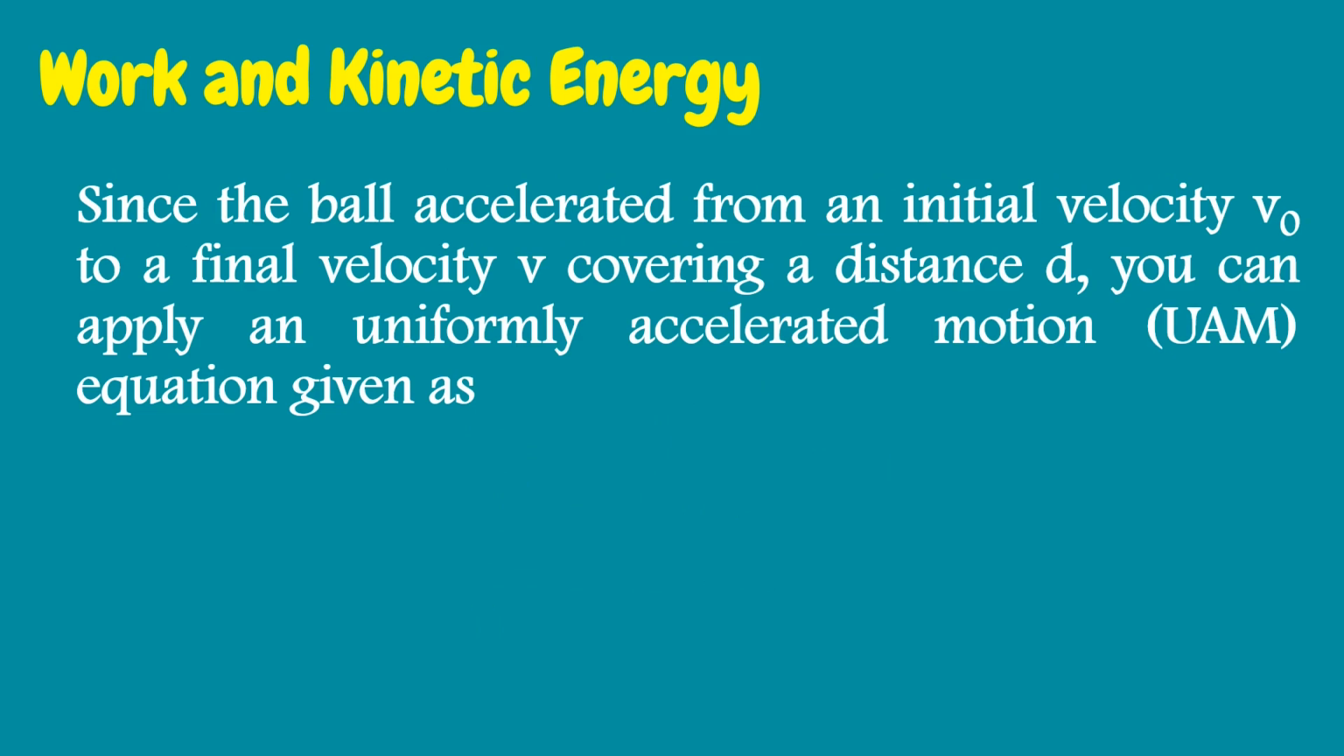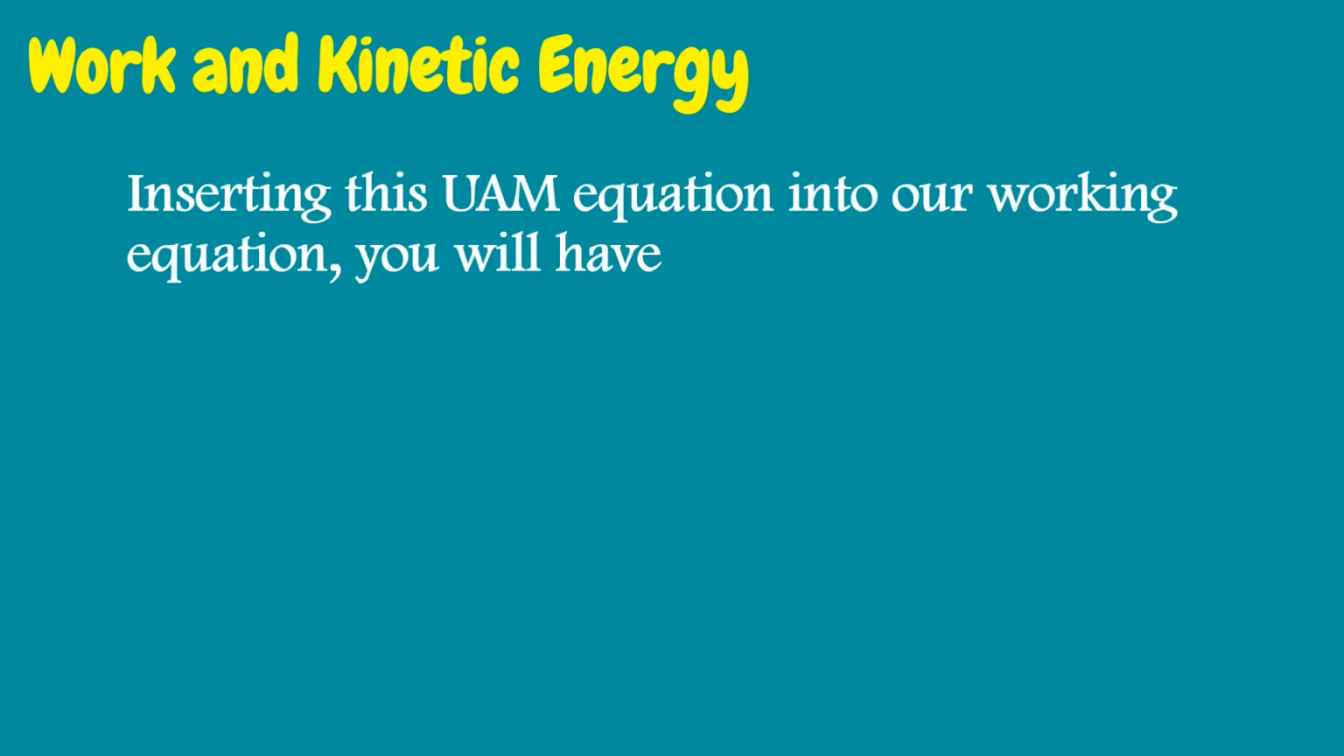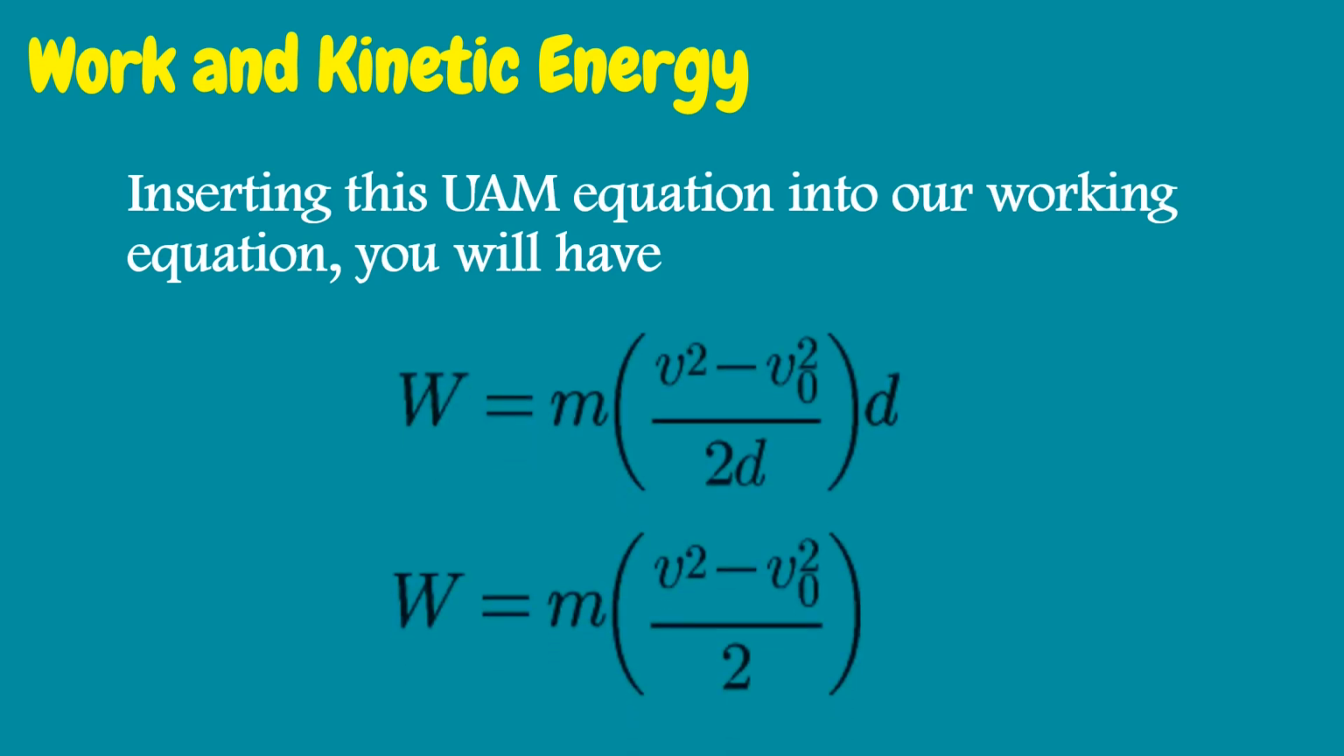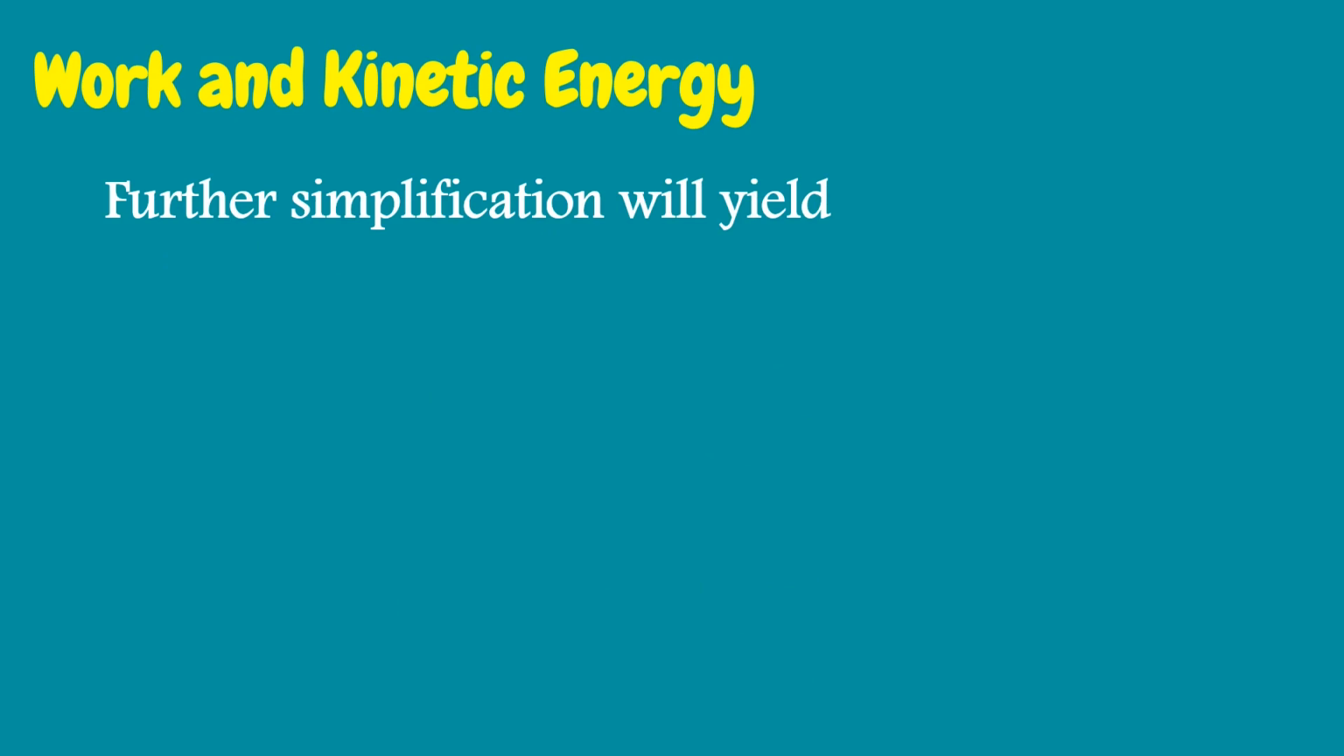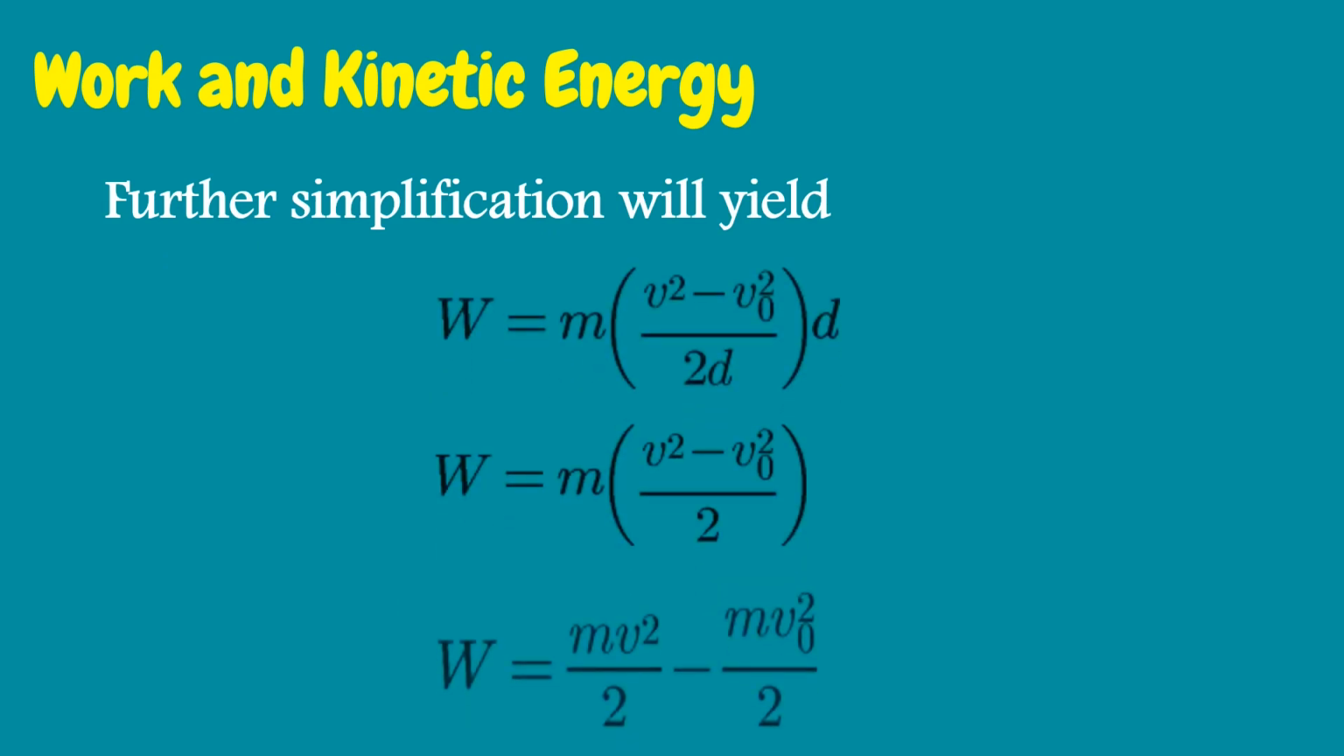Since the ball accelerated from an initial velocity to a final velocity, covering a distance, you can apply a uniformly accelerated motion equation, given as acceleration is equal to final velocity squared minus initial velocity squared over 2 times displacement. Inserting this UAM equation into our working equation, you will have work is equal to mass times final velocity squared minus initial velocity squared over 2. Further simplification will yield work is equal to mass times final velocity squared over 2 minus mass times initial velocity squared over 2.